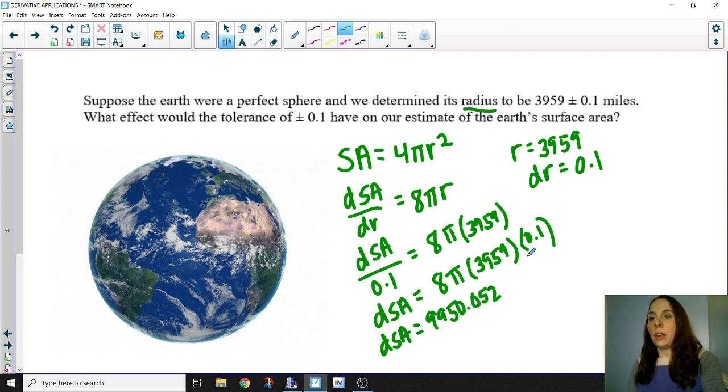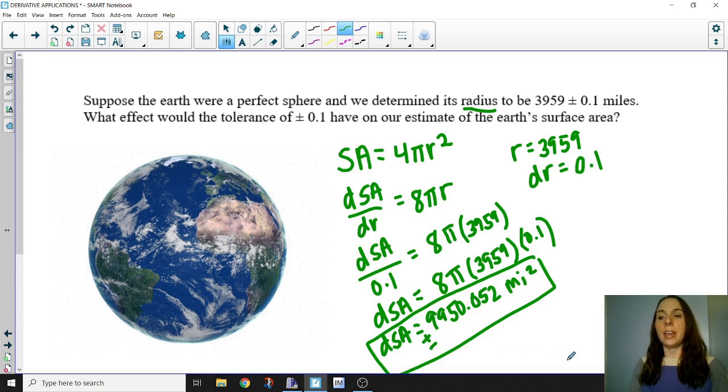to square miles. Throw that minus back in there, and you got yourself an answer. And again, what we just found was an approximation of a change of one variable by looking at a small change in another variable, and that's called differentials.